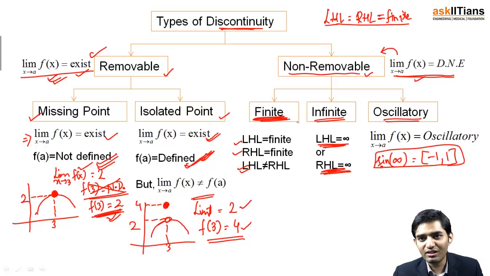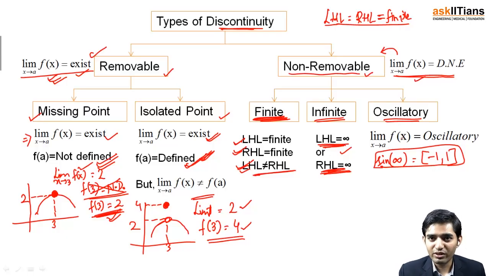If the limit does not exist but LHL and RHL are both finite and not equal, then it will be finite type. If LHL or RHL or both go to infinity, then it will be infinite type. And if the limit is oscillating, then it will be oscillatory type discontinuity. Okay, this much is clear.